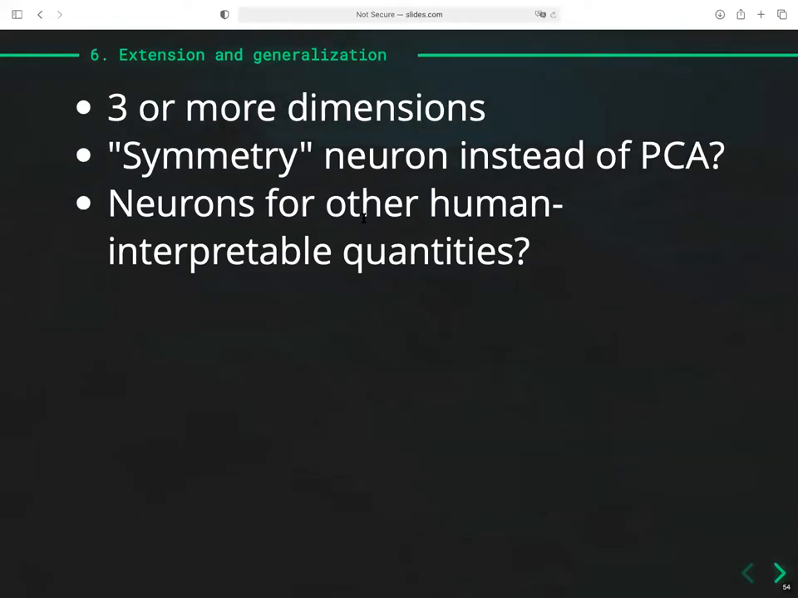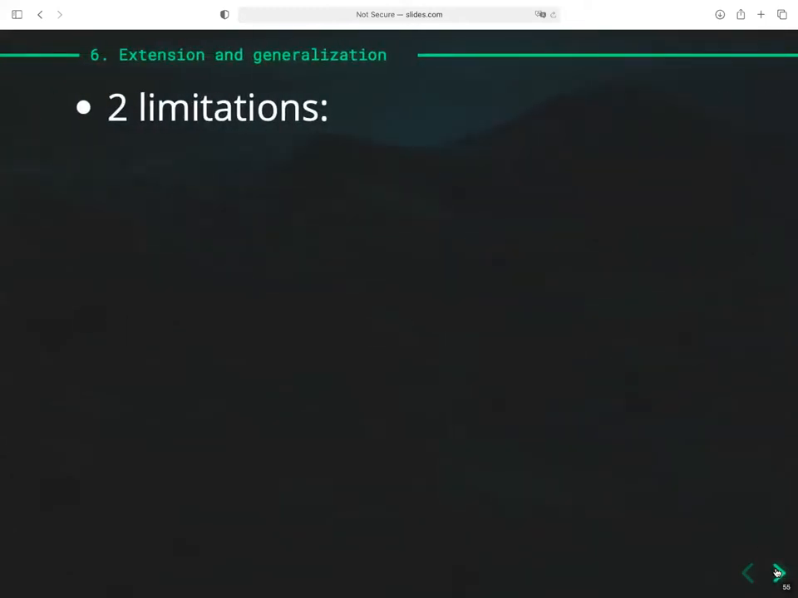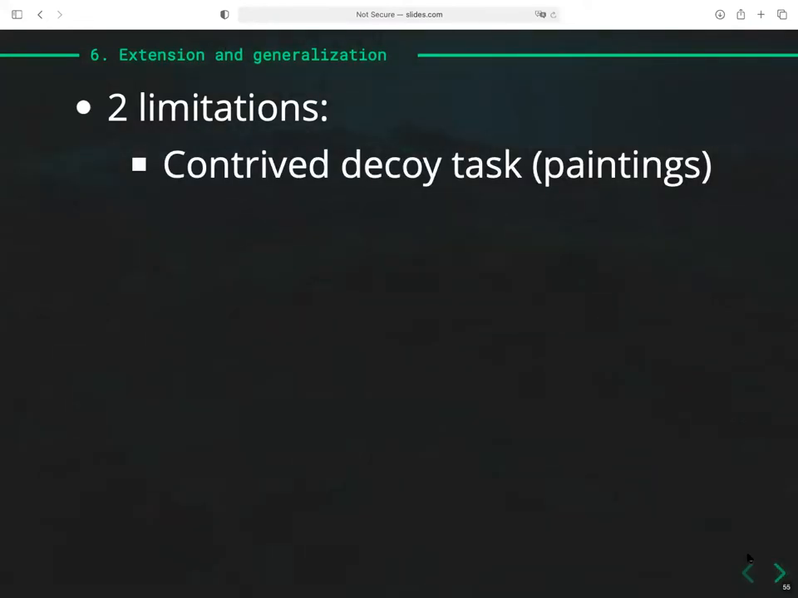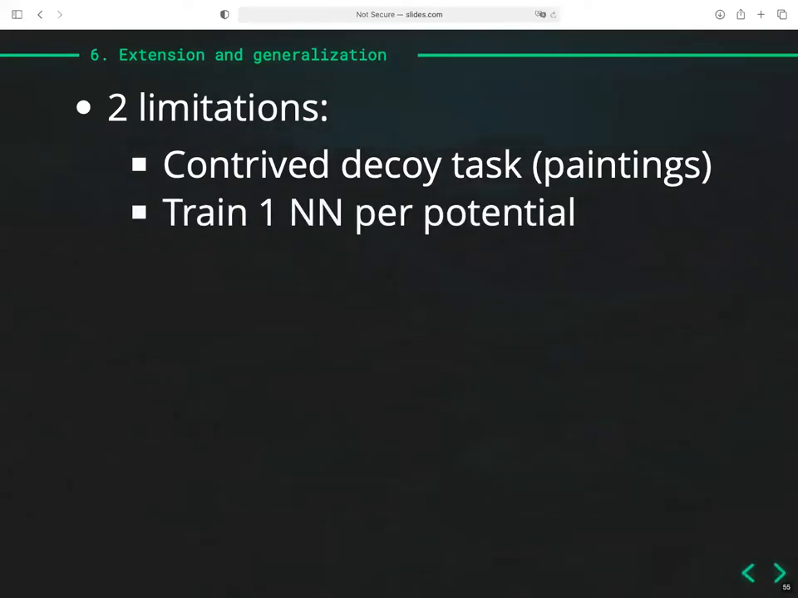Now it's all part of opening the black box and understanding what is happening in there. For the first question, there are 2 limitations that we want to remove. One, because we studied paintings, we invented this decoy task that is very contrived and very limiting and throws away a lot of information. And the second is that we did it by training 1 neural network for each potential. Because we started with 1,000 potentials, we trained 1,000 neural networks. It's not that it takes time, but they're different, separate neural networks, and you see that each time we run it, we get slightly different results.